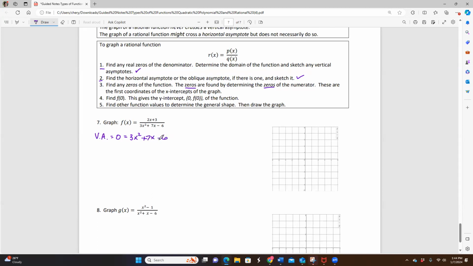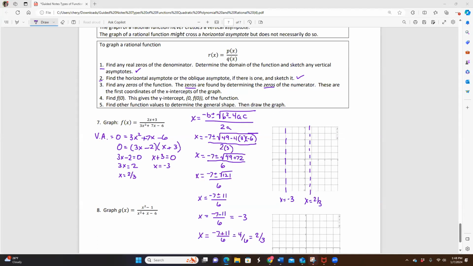So we can either factor this, factor it, that would be an easy way to solve it. Or if you can't factor that, you can use the quadratic formula, which would be to say x equals negative b plus or minus the square root of b squared minus 4ac all over 2a. Go ahead and either factor this or solve the quadratic formula to find your vertical asymptotes in number 7.